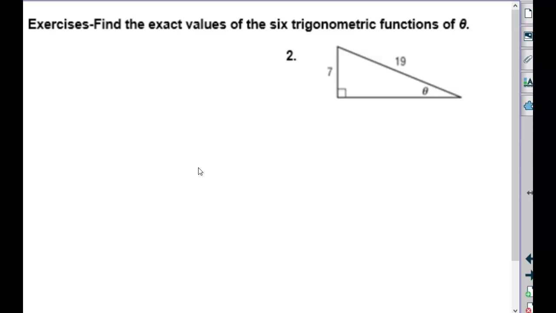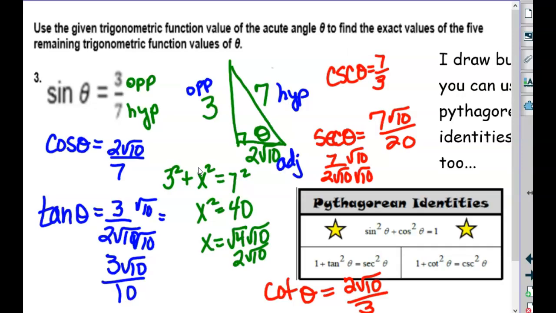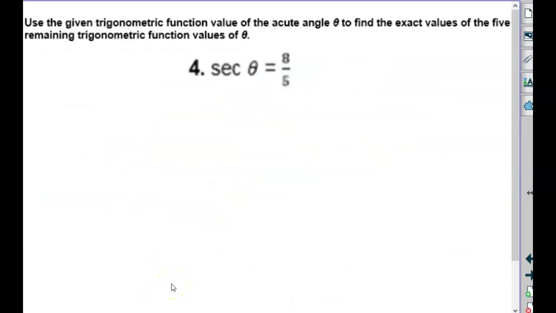I'm thinking about skipping to number 3. We got further than any other class, but we did the Pythagorean theorem in green right here. And then again, we labeled this opposite over hypotenuse and drew the picture. Then we went through and found all the functions and flipped them all over, and it was a big hot mess. I'm thinking we should do one more of those real quick, since the other classes are behind anyway.